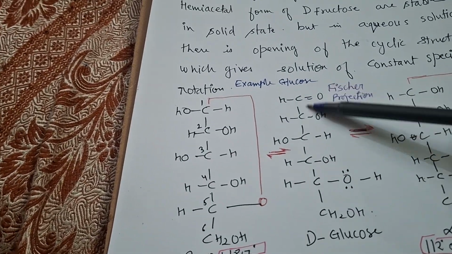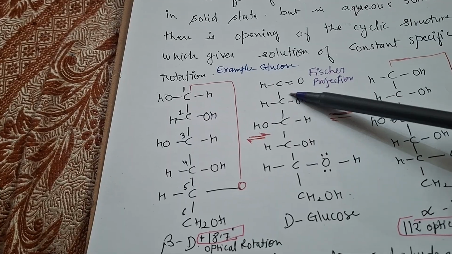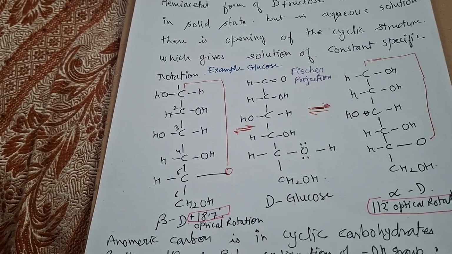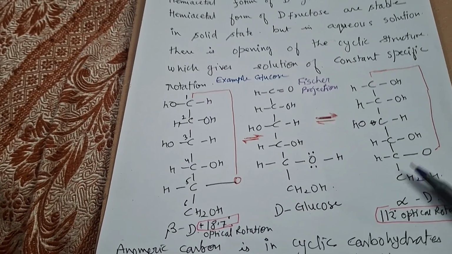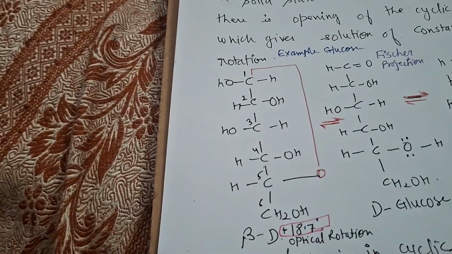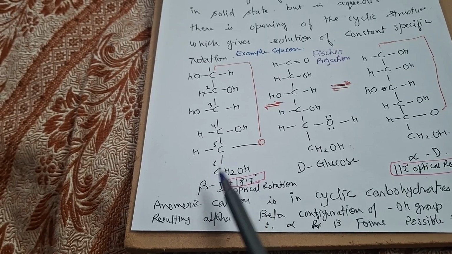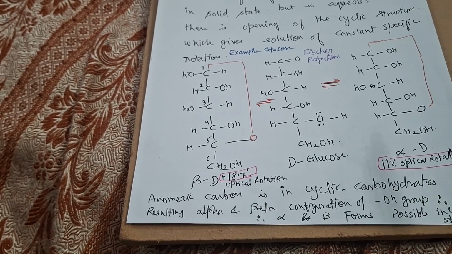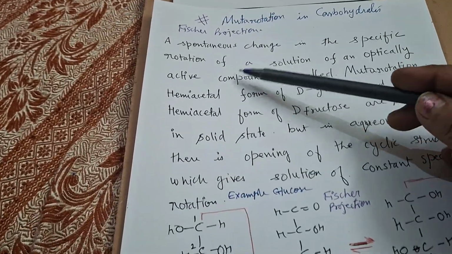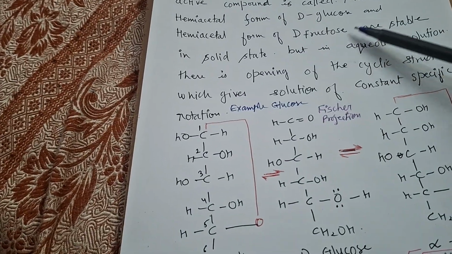Here in glucose, this is the anomeric carbon. It is called the anomeric carbon when this carbonyl group cyclizes and forms hemiacetal, giving rise to these alpha and beta isomers. So these are also called anomers. Here you have seen the spontaneous change in aqueous medium: the 112 degree angle changes to 18.7. When alpha is converted into beta, and beta converted to alpha, the angle will change, and this spontaneous change is called mutarotation.